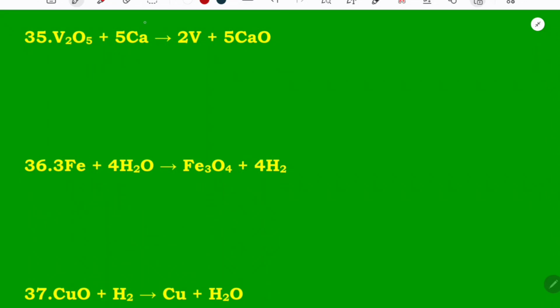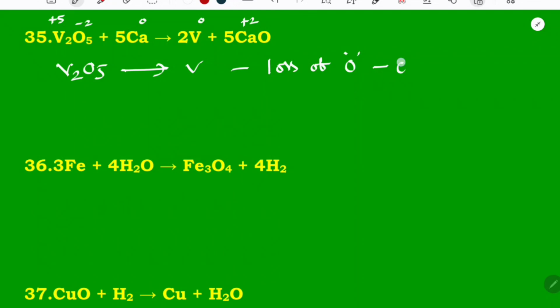Next you can see here 0, here plus 2. Here -2, plus 5, here 0. So V2O5, vanadium pentoxide, is converting to vanadium. What takes place? Loss of oxygen takes place. So this is oxidation.